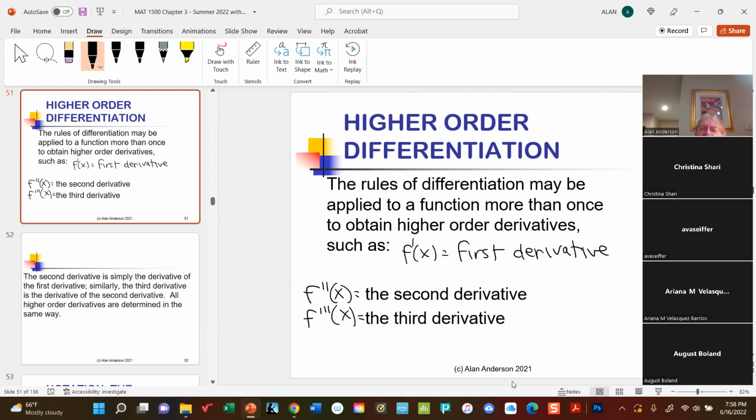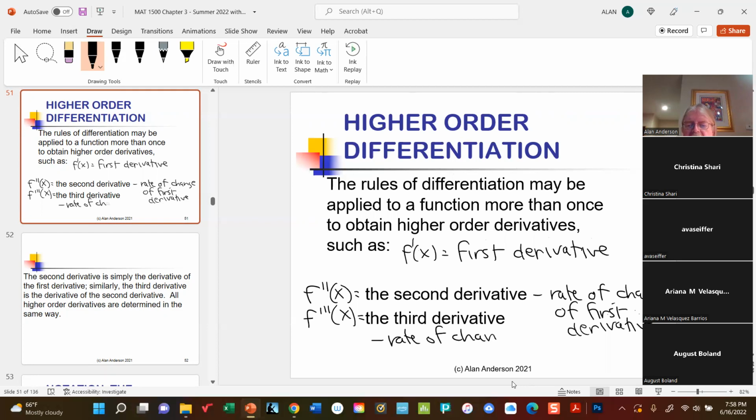Okay. And by the way, when you think about it, the second derivative is just the rate of change of the first derivative. It tells me how quickly the first derivative changes. That's really what it is. And then the third derivative is the rate of change of the second derivative.